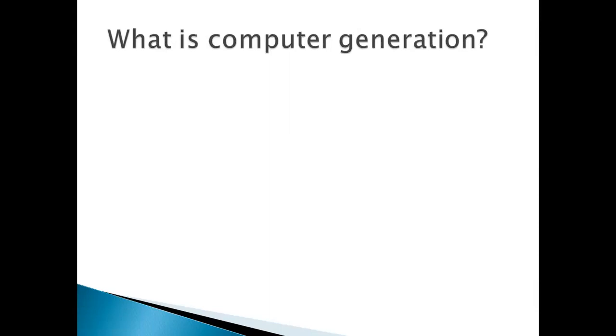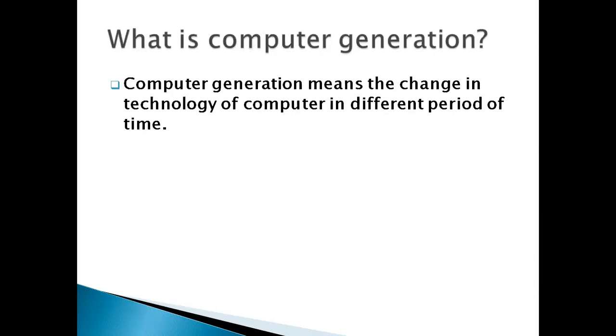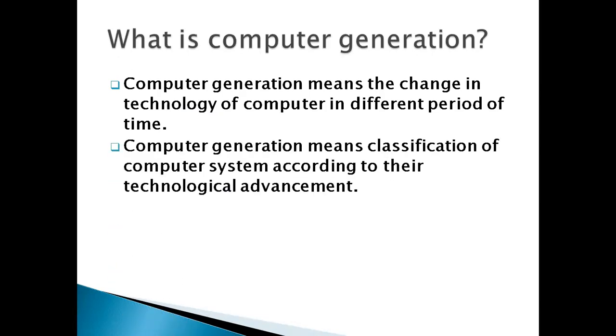So before starting, we must know what computer generation is. Computer generation means the change in technology of computer in different periods of time. Another definition for computer generation is classification of computer systems according to their technological advancement. Both of them mean different changes in the different equipment in different periods of time.